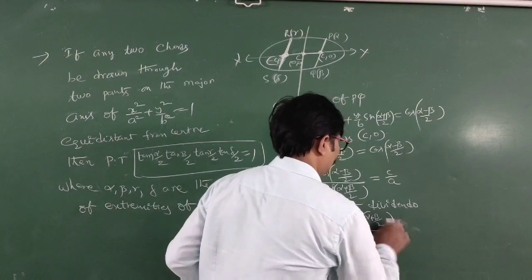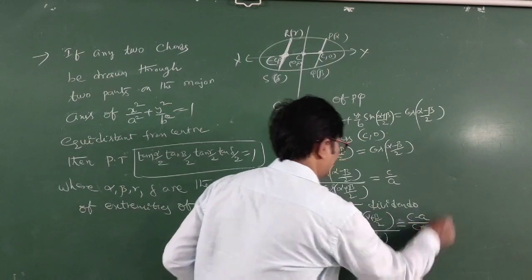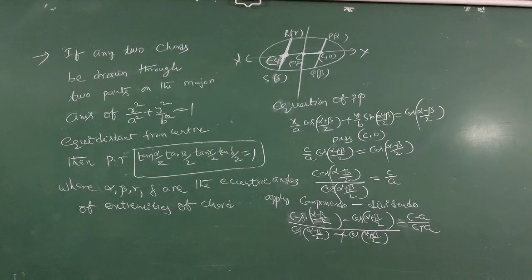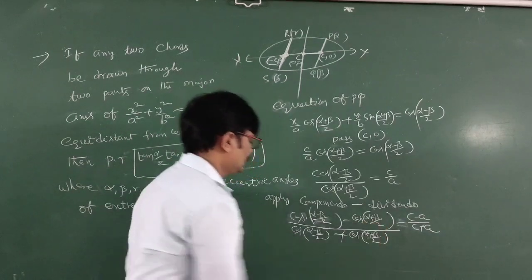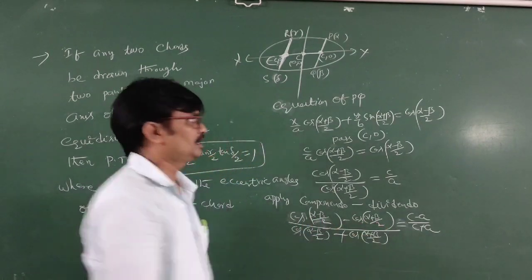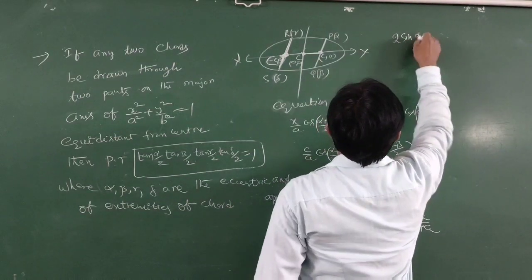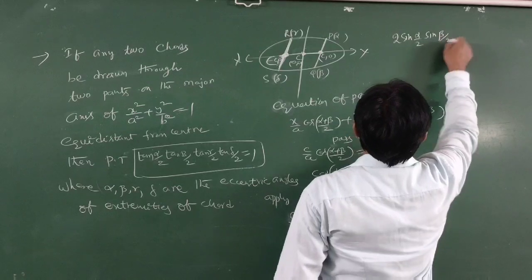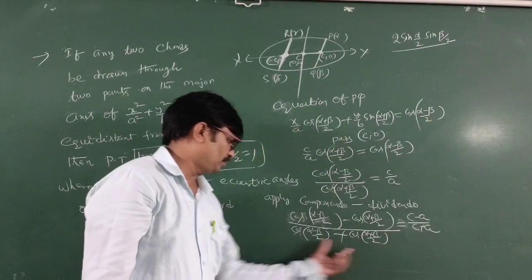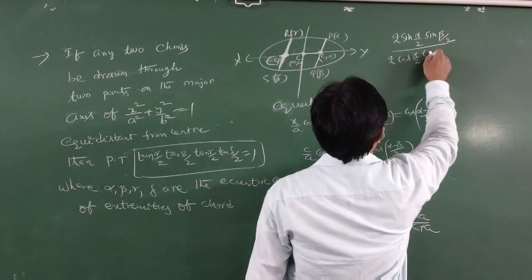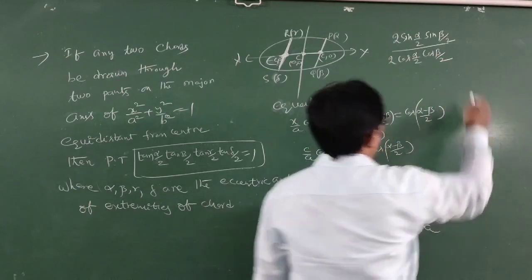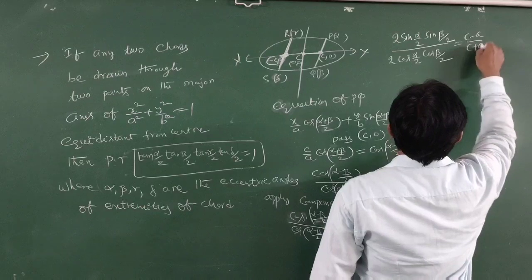Dear students, we take it as (C minus A) upon (C plus A). So this is alpha by 2 minus beta by 2 over alpha by 2 plus beta by 2. Cos(A minus B) minus cos(A plus B) is 2 sin alpha by 2 into sin beta by 2. Cos(A plus B) plus cos(A minus B) is 2 cos A cos B, that is 2 cos alpha by 2 cos beta by 2, equal to (C minus A) by (C plus A).